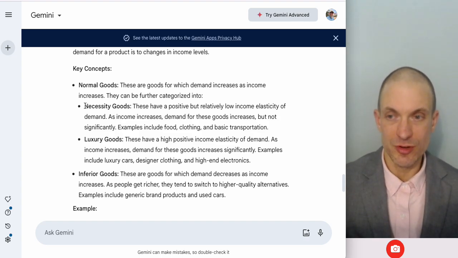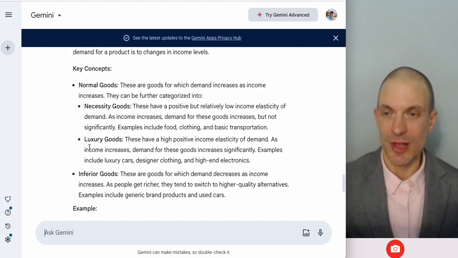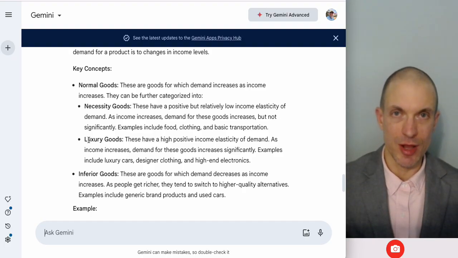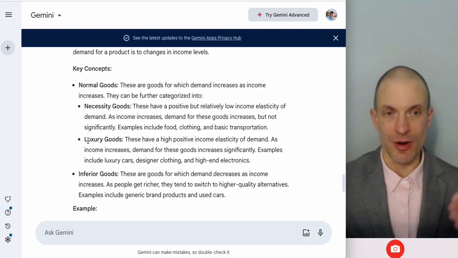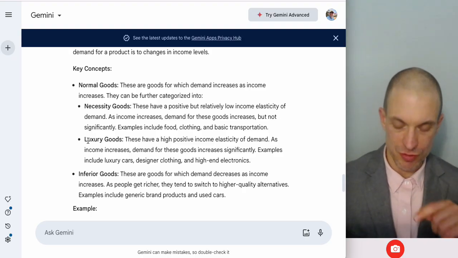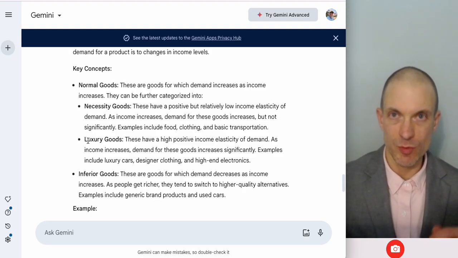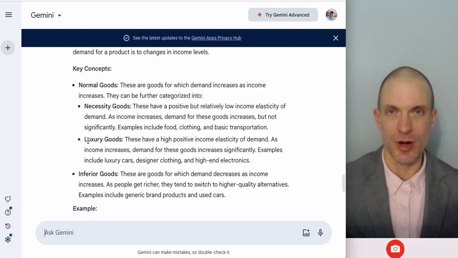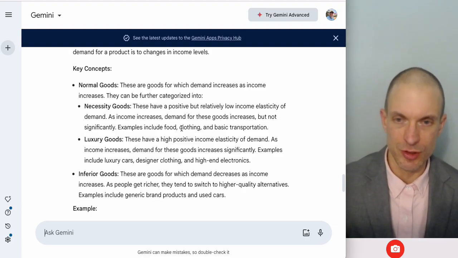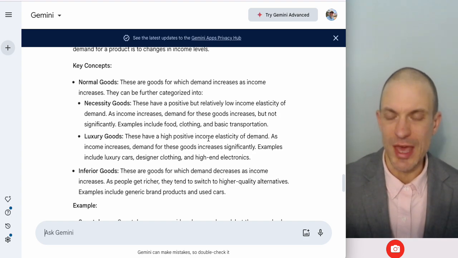Yes, we can further differentiate between necessity and luxury goods. More typically for necessity goods, we'd have an income elasticity between 0 and 1. And for luxury goods, we'd have an income elasticity greater than 1, which of course indicates they're pretty responsive. In the case of necessities, demand is pretty unresponsive to changes in income, because you're going to buy them regardless of your income level: food, clothing, and so on and so forth. So yeah, this is all correct.